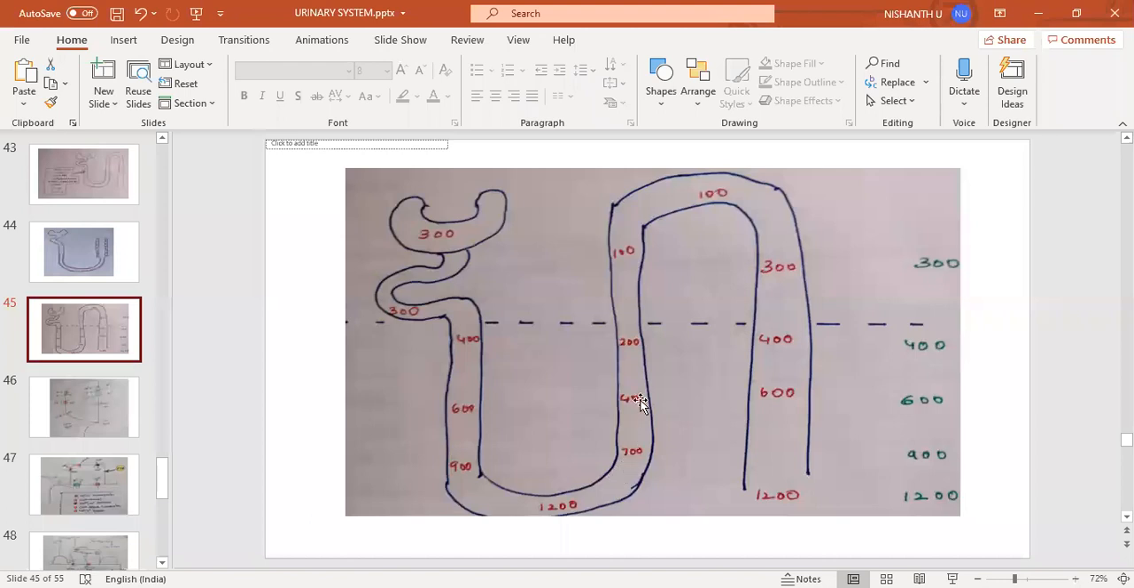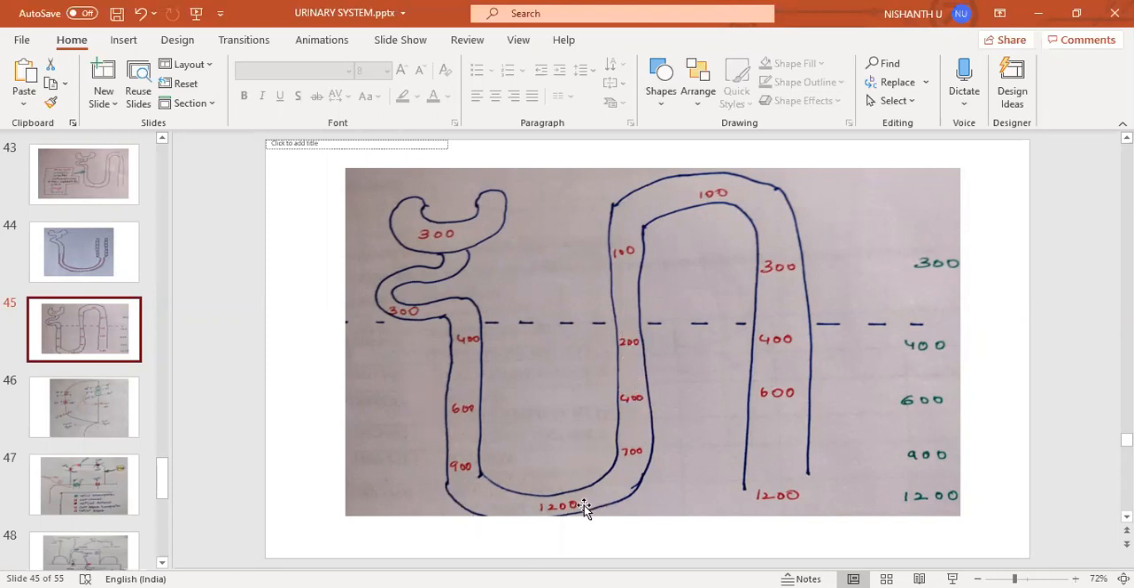Once it goes towards the ascending loop of Henle, the thin ascending loop of Henle, it becomes hypoosmolar. Why? Because water is not allowed to get reabsorbed here, only solute is getting reabsorbed here. So this is called the counter current concept. Initially water is reabsorbed in the descending loop of Henle, and once it moves towards the ascending loop of Henle, water is not allowed, only solutes are allowed. So the osmolarity decreases and the amount of water increases in the tubular fluid.